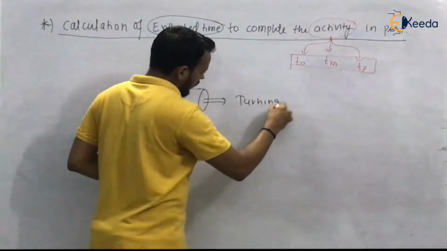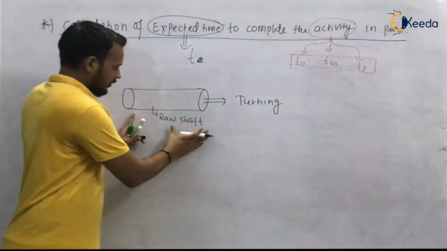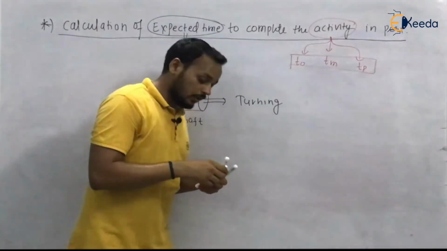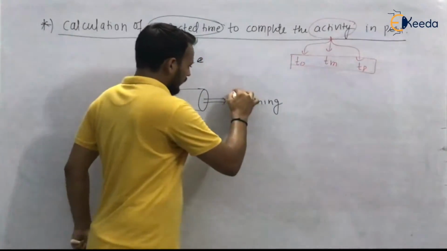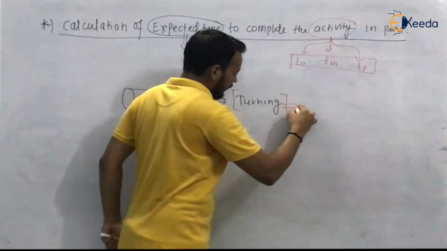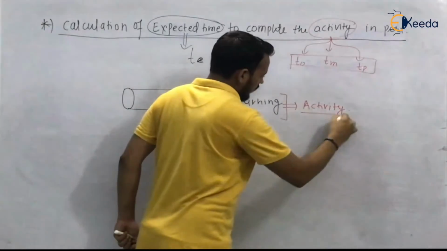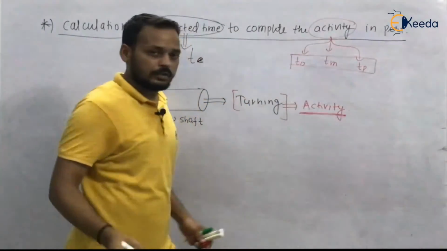All mechanical people know what turning is. So this was the raw shaft and you have to perform the operation, that is turning. Okay, so we can say that turning was our activity.